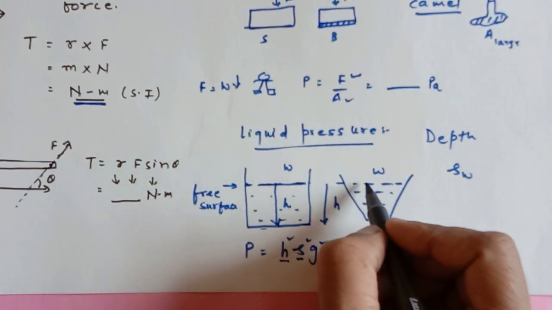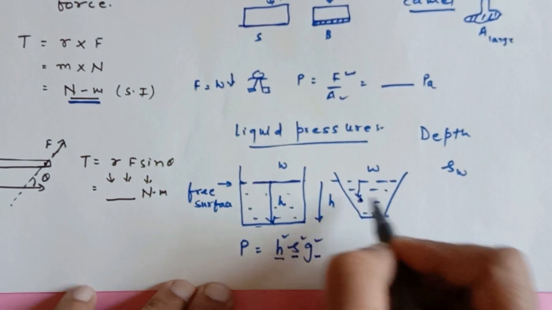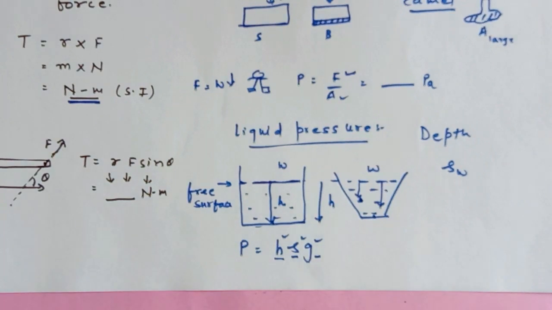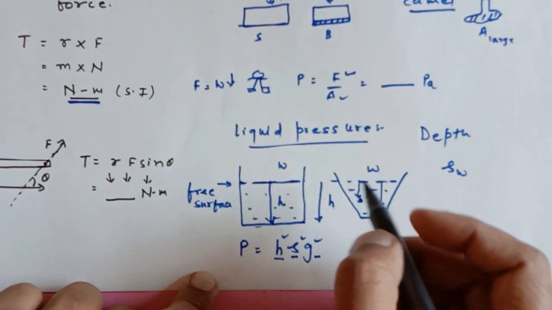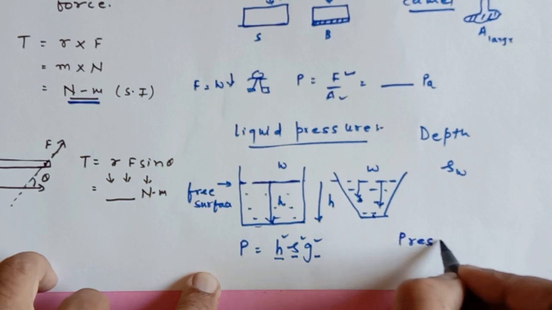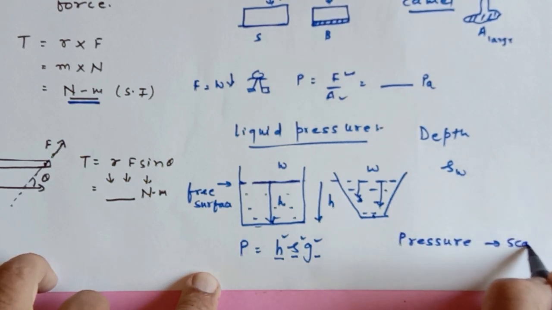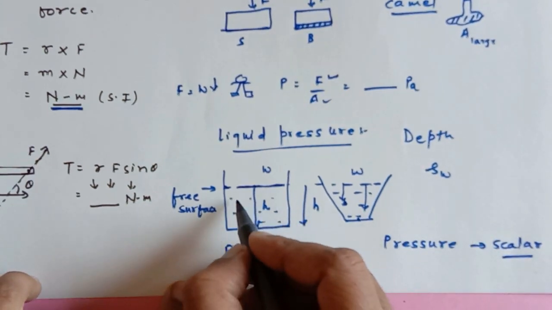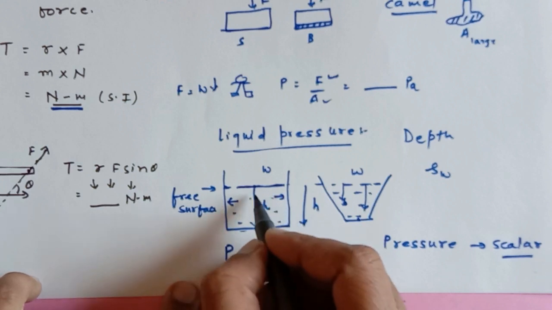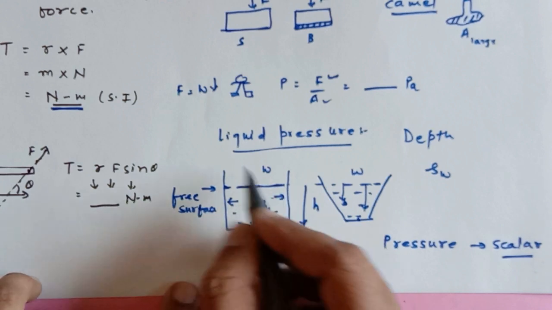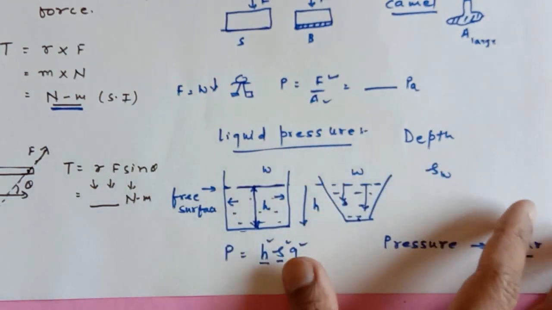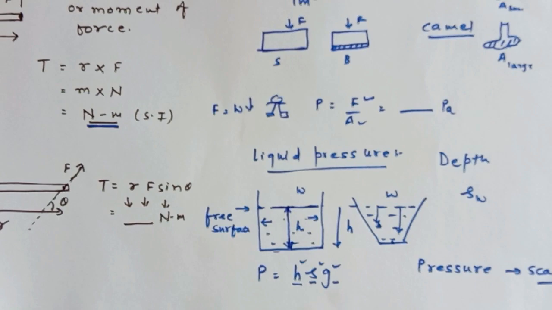So suppose I calculate the pressure at this point and the pressure here. That means here the depth is more, here the depth is less. The more the depth, the more the pressure, correct? And pressure itself is a scalar quantity. It does not have any direction. That means it acts in all directions. So the liquid exerts pressure on the walls also, on the top also, at the bottom also. In all directions it applies the pressure, right? So liquid pressure is independent of the volume, shape and size of the container, and we will understand this one by one.